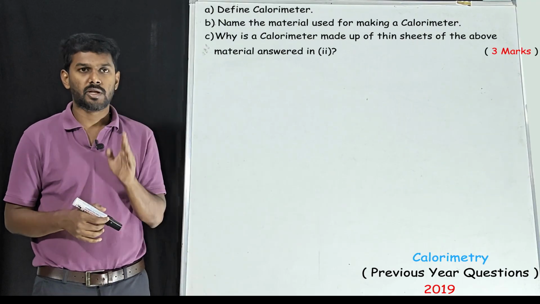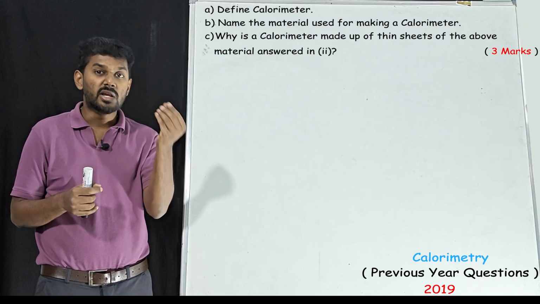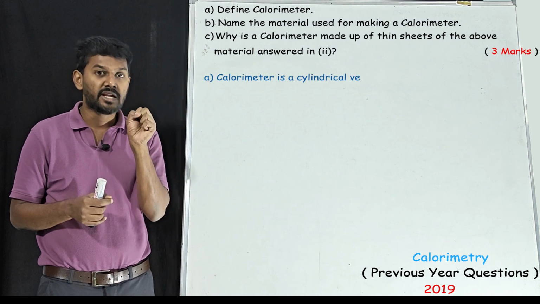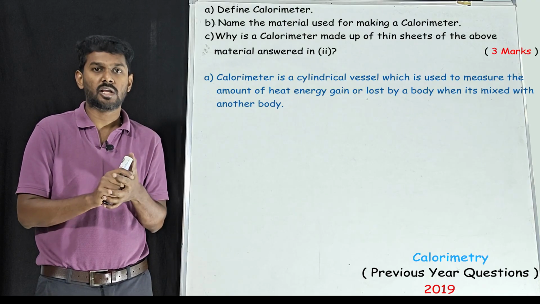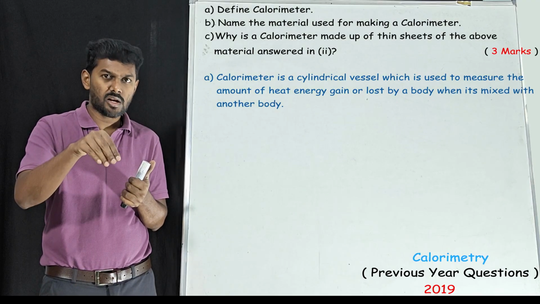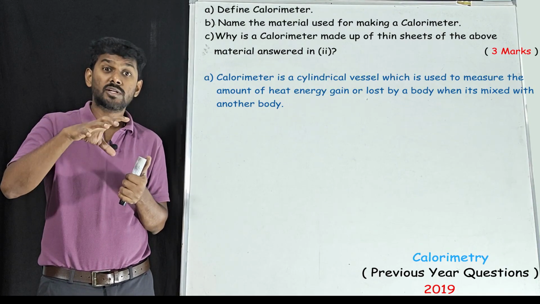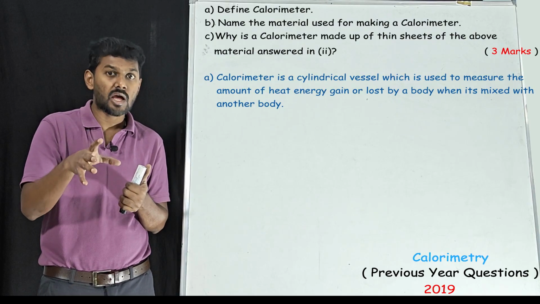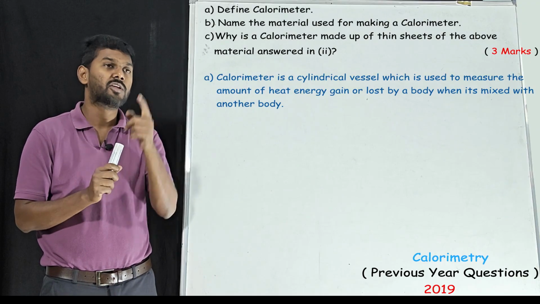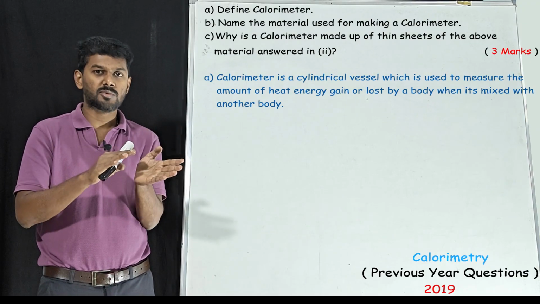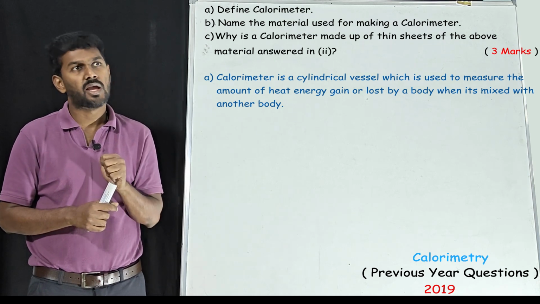Define calorimeter. Calorimeter is a cylindrical vessel which is used to measure the amount of heat energy gained or lost by an object when it is mixed with another object. So see, when you add ice to water, ice will get melted because it is absorbing the heat energy from the water. How much heat energy is absorbed by the ice, or how much heat energy is lost by the water, that is what we are going to find using the calorimeter. So when one object is mixed with another object, how much heat energy is gained or lost, that we are going to find using the calorimeter.